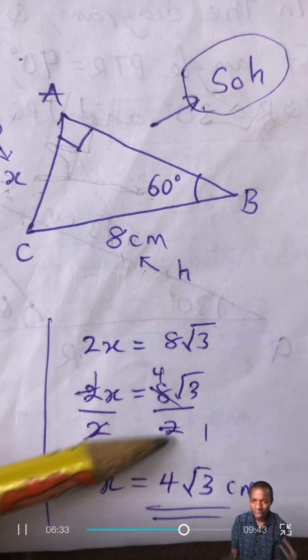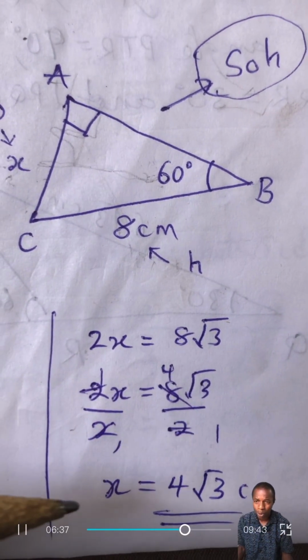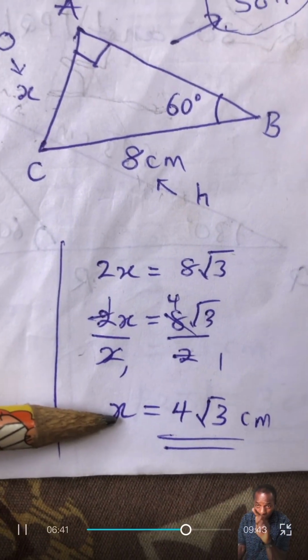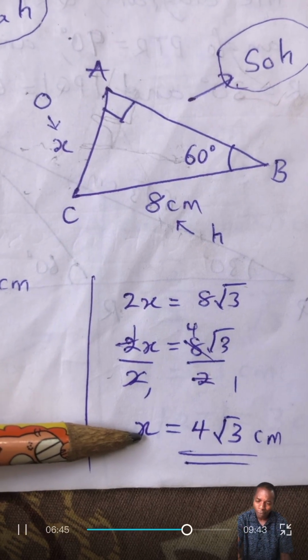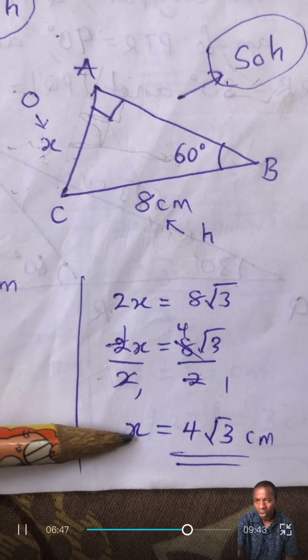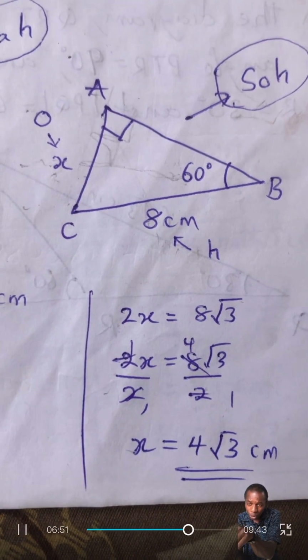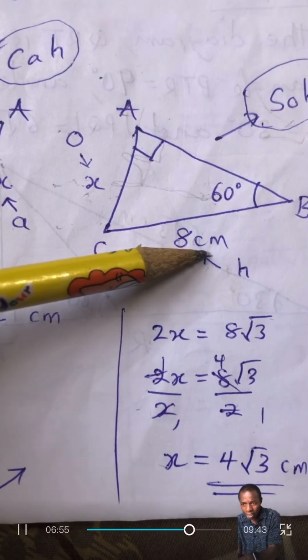So it means whatever you do on the left, you do the same on the right, meaning you are dividing both sides by 2. So when 2 divides 2, you'll be left with x, and that's what you're looking for, which is the common side. And when 2 divides 8, you have 4. So that gives us 4 root 3 in centimeter. Now, why centimeter? Because the known value here is in centimeter. So therefore, your answer will also be in centimeter.